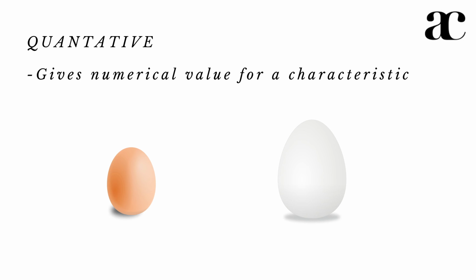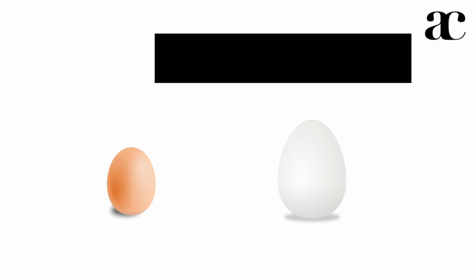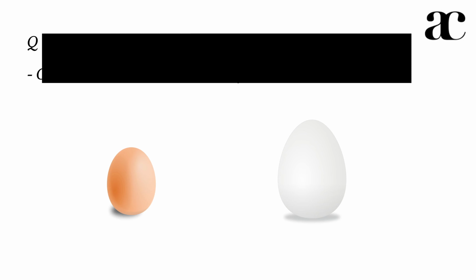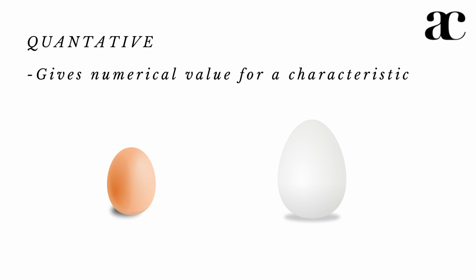But now let's take a look at quantitative data. Quantitative gives a different value for each characteristic. And in the case given below, we have two different sized eggs, which will have different weights, which means different numerical values. So in that case, we have two different numerical characteristics, which makes it quantitative data.